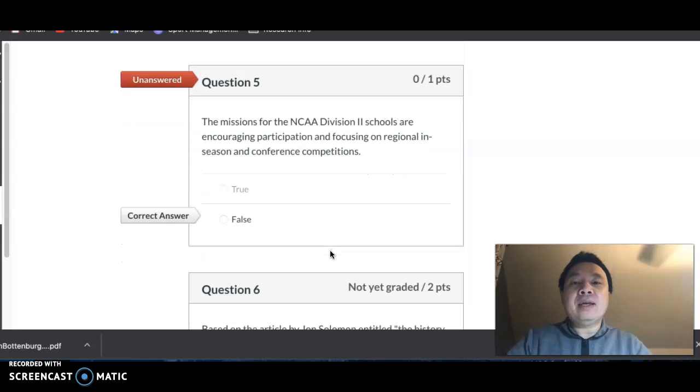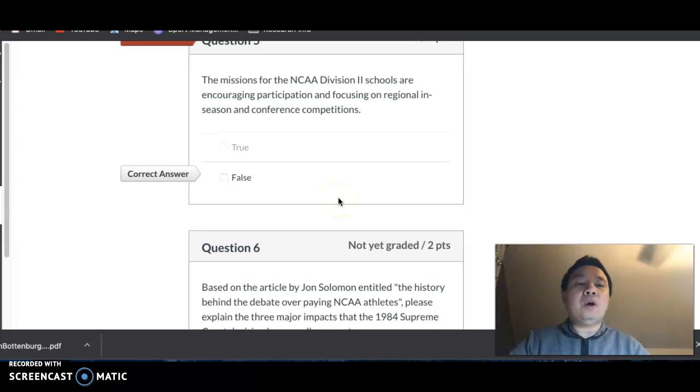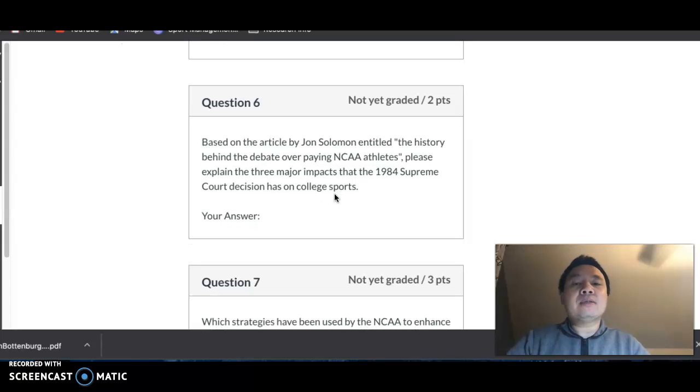Question number 5: the mission for the NCAA Division 2 schools is encouraging participation and focusing on regional in-season and conference competition. This is false, because this is the mission for D3 schools. Right, so those are the multiple choice questions from quiz 2. Question number 6 is actually very easy.